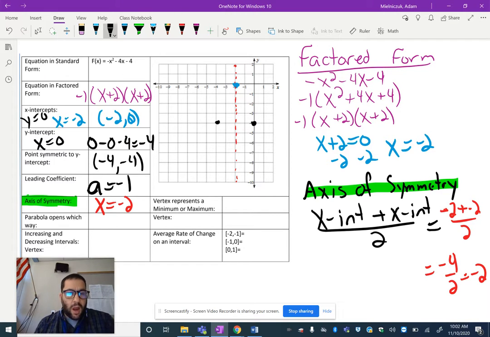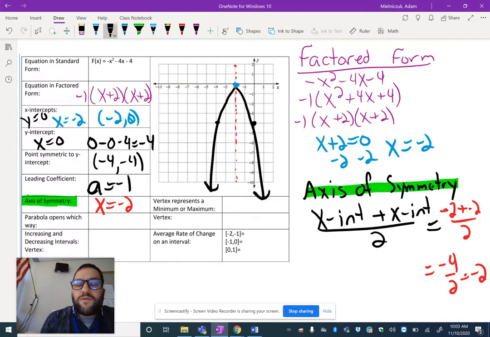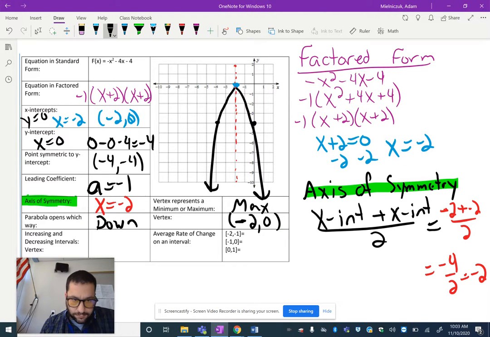Does the parabola open which way? Well, let's graph this now. We didn't finish graphing this. We can see that this becomes our graph once we find our axis of symmetry and our vertex. So it opens down. The vertex therefore represents a max. It is the top of the hill, and our vertex is at the point negative 2, 0.